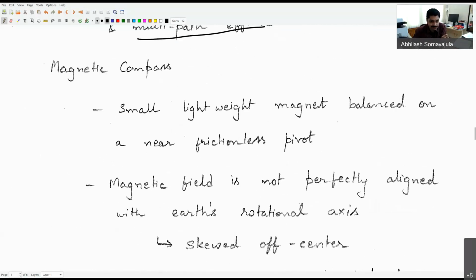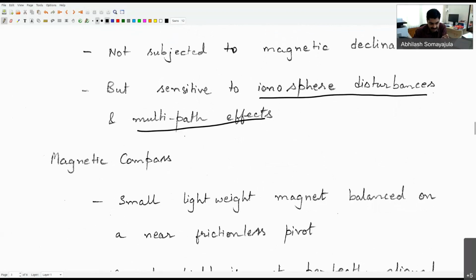Okay, magnetic compass. This is pretty straightforward. It is basically a small lightweight magnet that is balanced on a frictionless pivot. Usually this is called a needle.